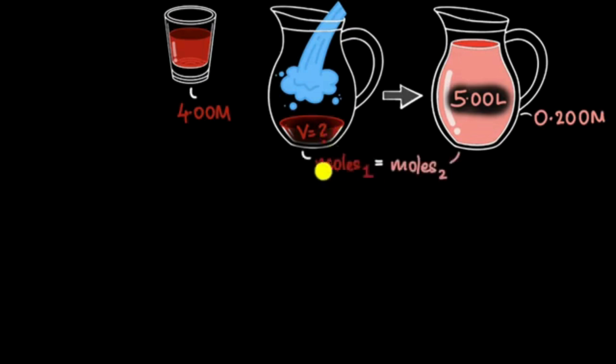I'll write it this way. So this represents the moles of sugar in the concentrated solution over here. And this represents the moles of sugar in this dilute solution over here, but it has to be equal because after adding water, the amount does not change, okay?